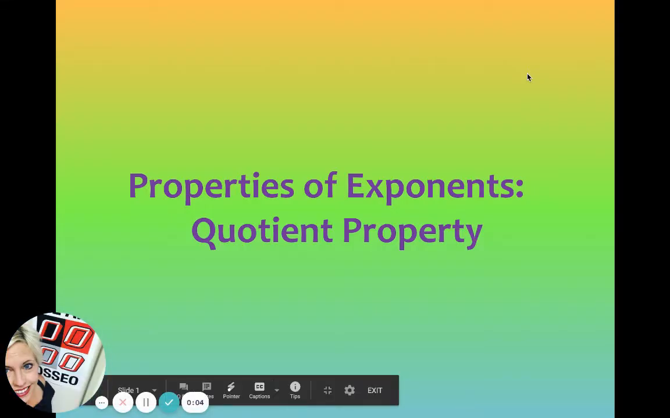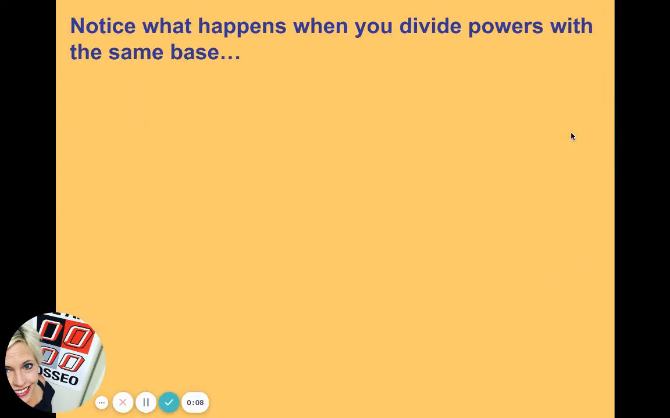Today we're going to talk about properties of exponents, the quotient property. Notice what happens when you divide powers with the same base. I have 4 to the power of 7. 4 is the base, 7 is the exponent. I have 4 to the power of 2. 4 is the base, 2 is the exponent.